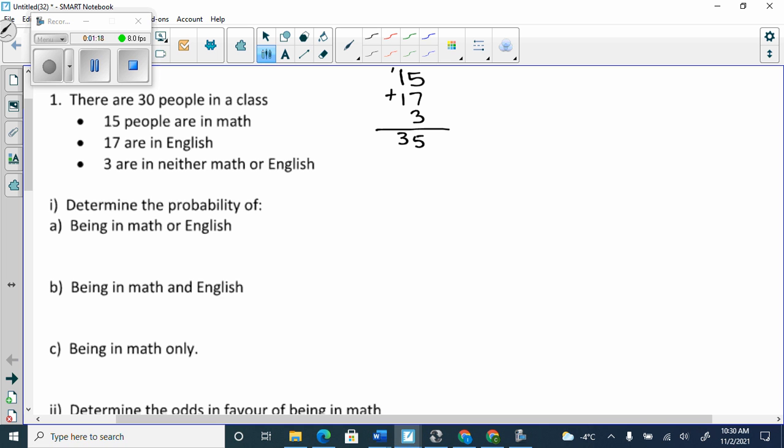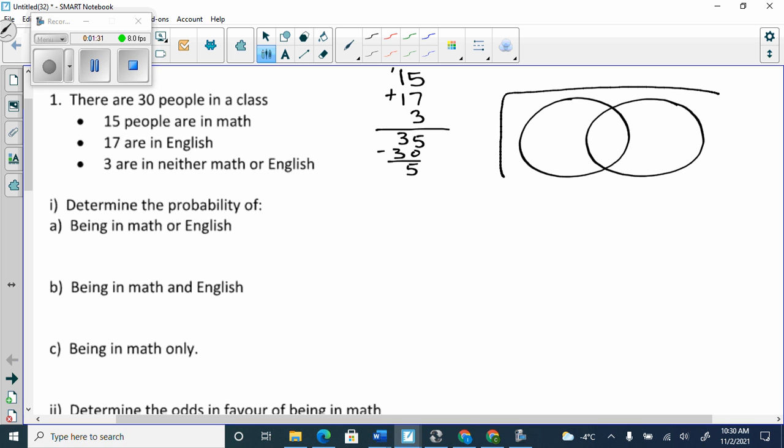So how many people doubled up? 5, right? Because there's 30 in total. So I subtract the 30 and I get 5. Okay. So I have 5 here. Then I have math and I have English. We've done absolutely nothing different from what we did in set theory.